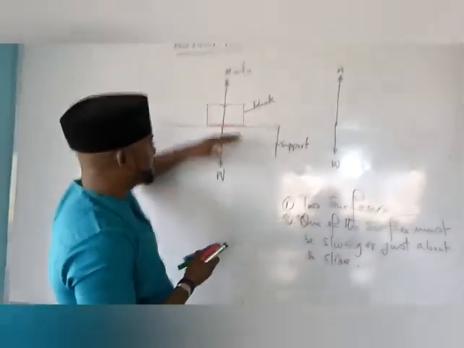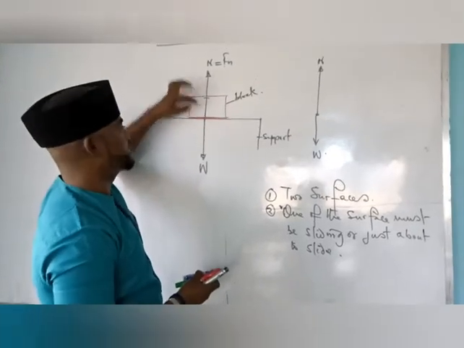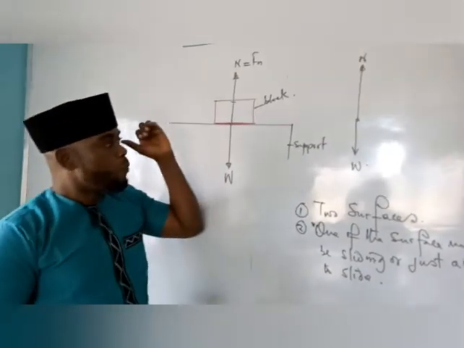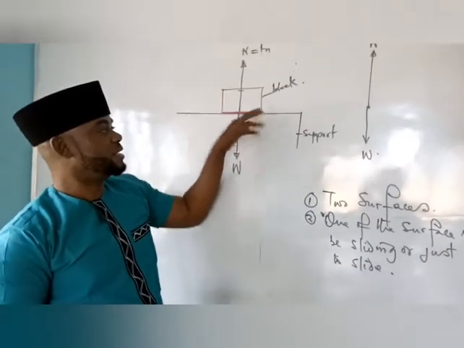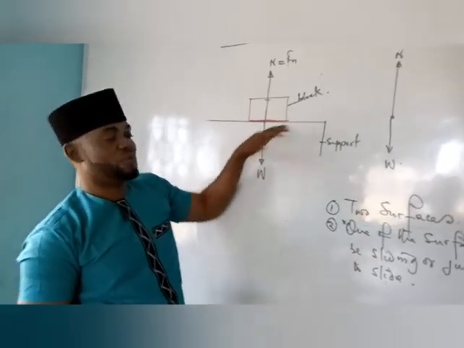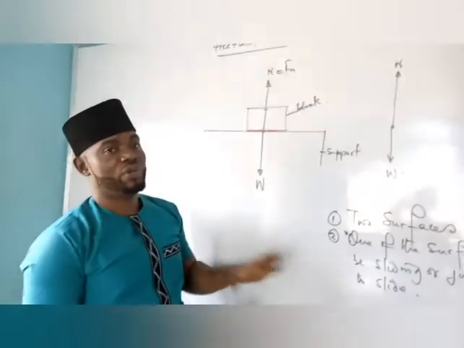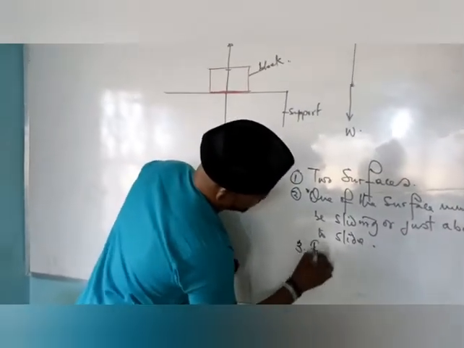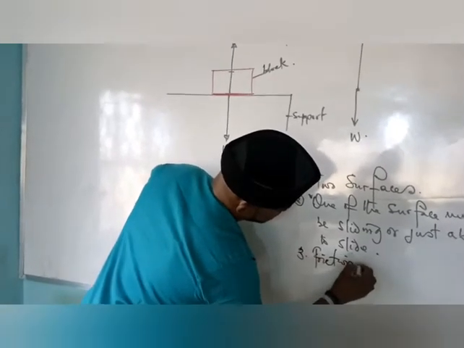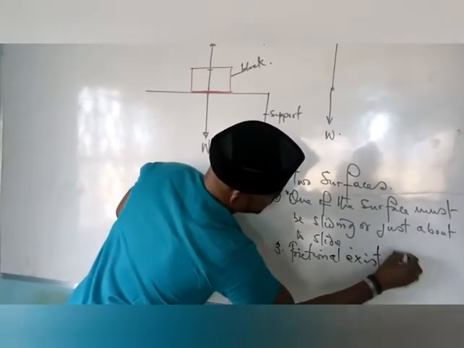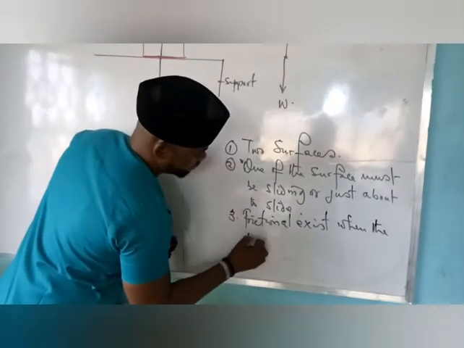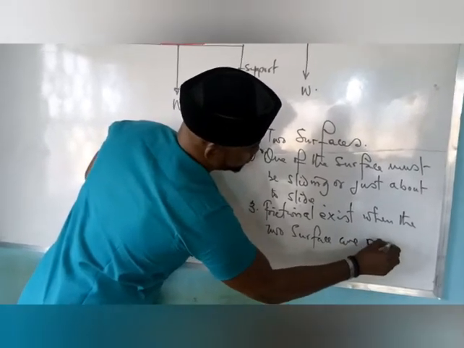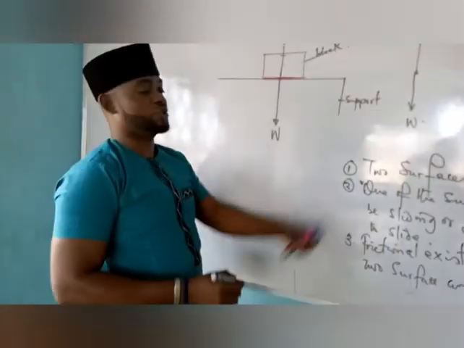So, if these are two ice blocks, so that this block is an ice block and the support is an ice block, there is no friction. Friction only exists when the surfaces are rough. If the surface is rough, then friction exists. If the two surfaces are smooth, no friction. So another thing you have to note is that frictional force exists when the two surfaces are rough.